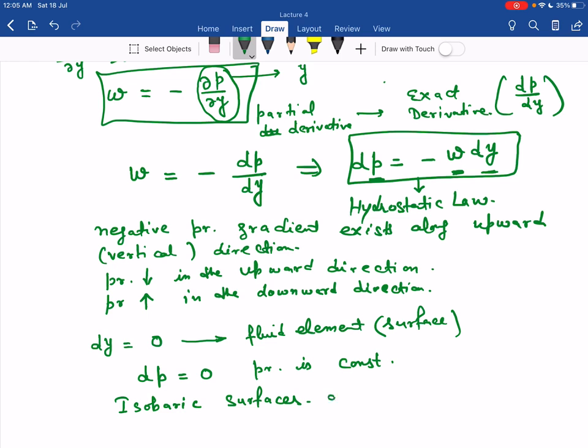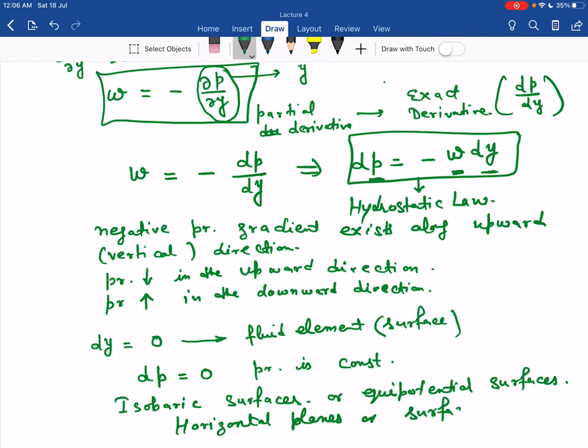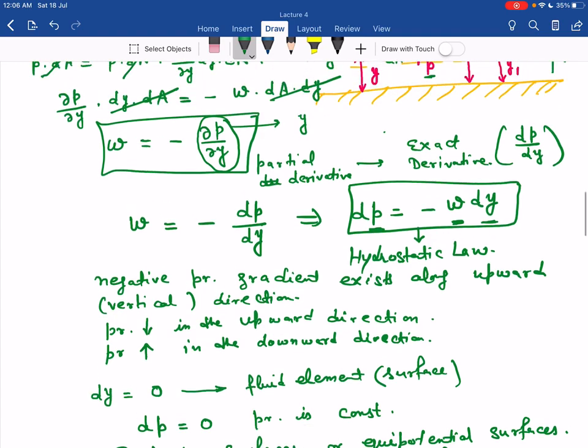Or we can call them equipotential surfaces. So these are the horizontal planes or horizontal surfaces. Okay, so this is the second basic law of fluid statics, that is the hydrostatic law.